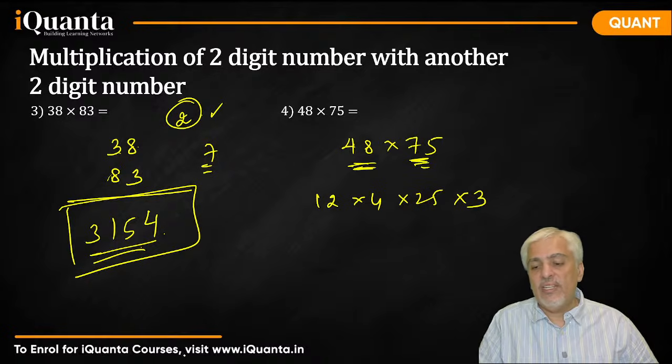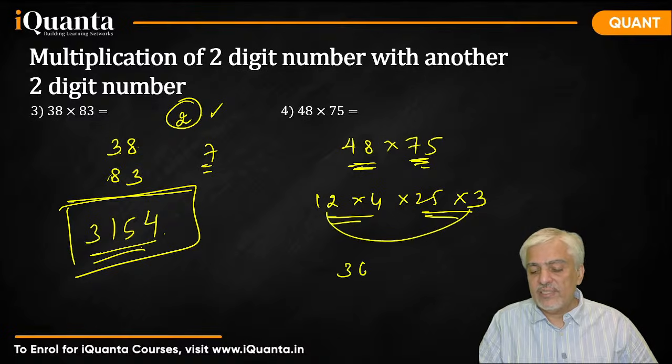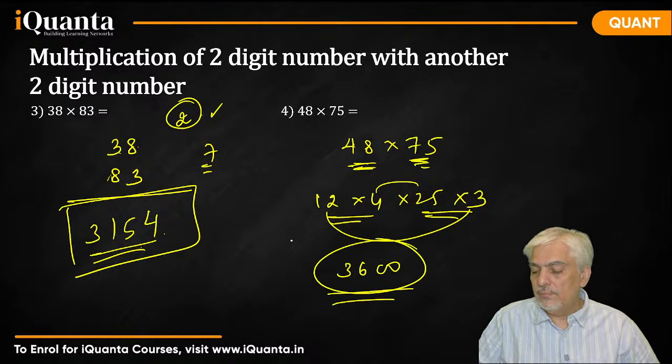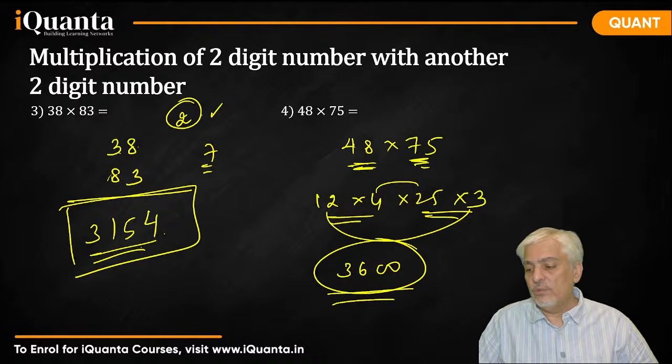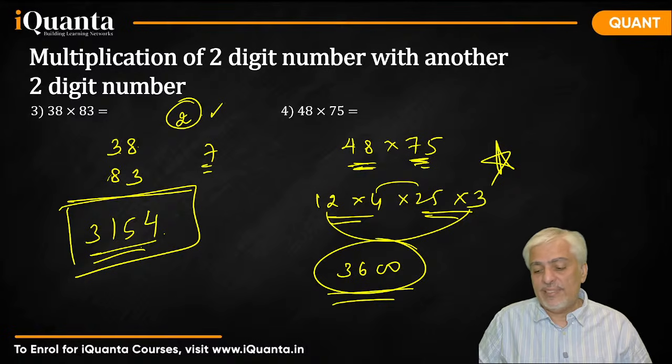48 into 75, right? 48 as 12 fours, 75 as 25 threes. 12 threes are 36 and 25 fours are 100. So 3600. Such a nice method, no? Whenever you have multiples of 5 and an even number, always think like this.